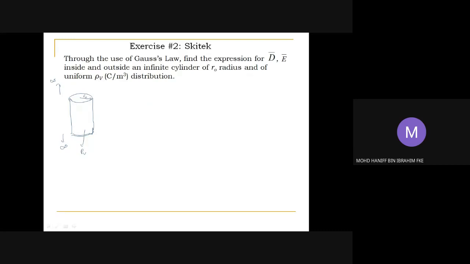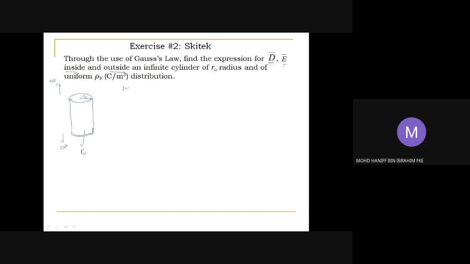Yeah, radius is r naught. So that should be your given cylindrical structure. So you have to find again the D and E for inside and outside the cylinder. All right. So basically the idea should be the same as what we did before for the case of the spherical structure, but we have to do it now.